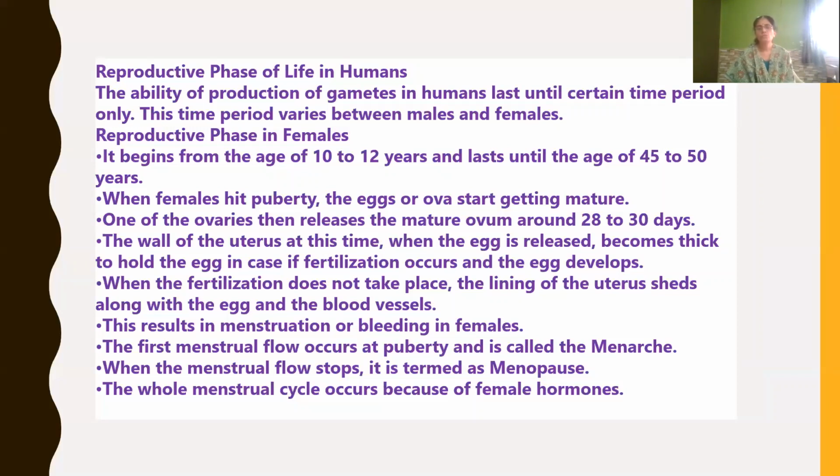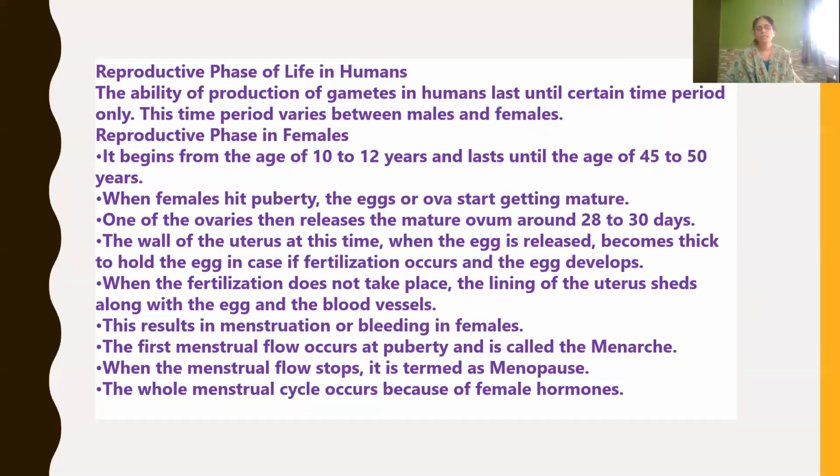The first menstrual flow occurs at puberty and it is called menarche. When the menstrual flow stops, at the age of 45 to 50 years, this is called menopause. Pause means stop. So when the menstrual flow stops, what we call that is menopause, and the first menstrual flow at puberty is called menarche.